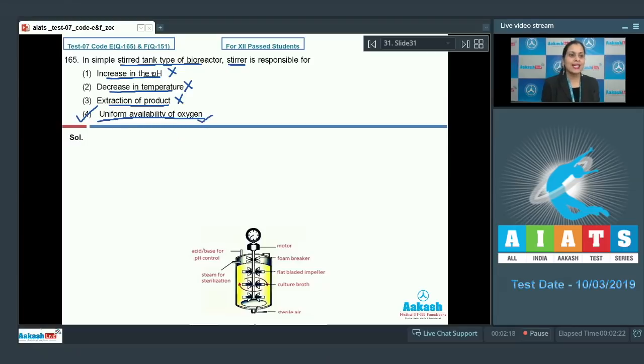So this is correct. It has a separate pH controller system, so the first option is an incorrect option. It has a separate temperature control system, so the second option is incorrect. And separate sample ports, so the third option is also incorrect. So the correct answer is option number 4. Let's discuss our next question.